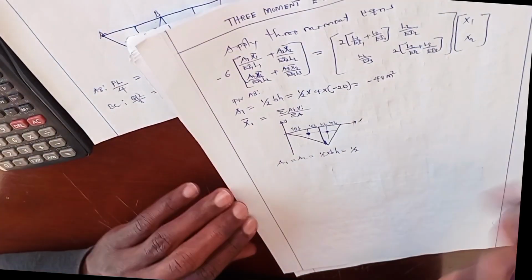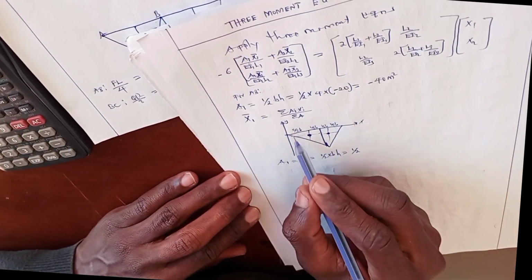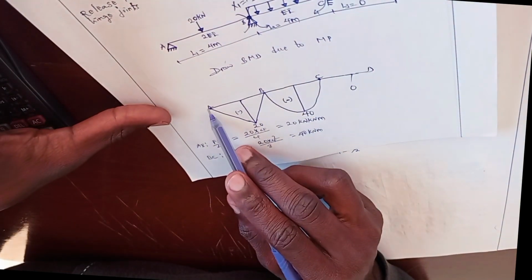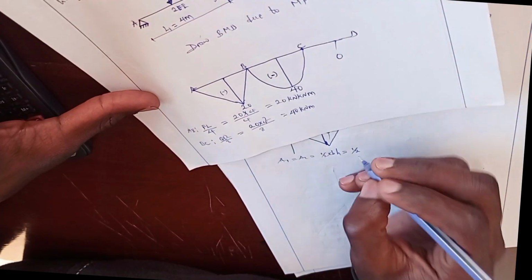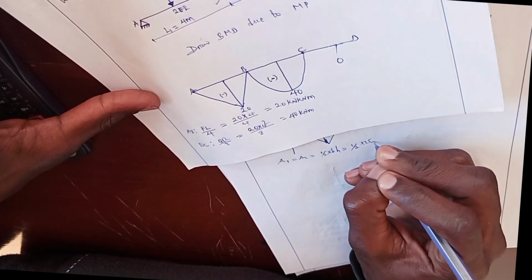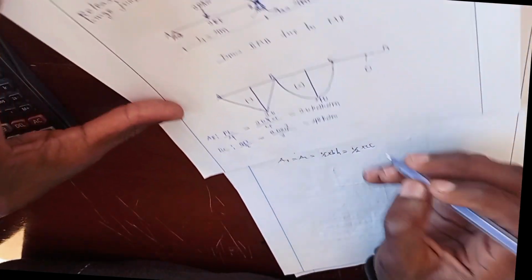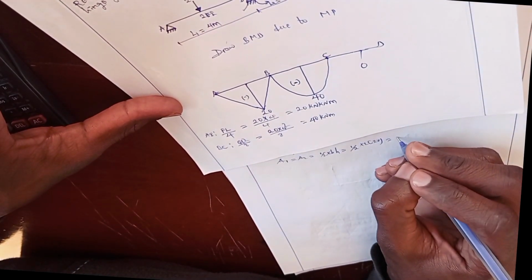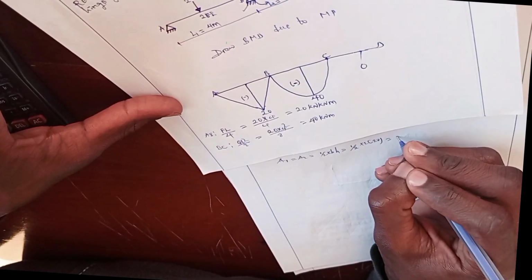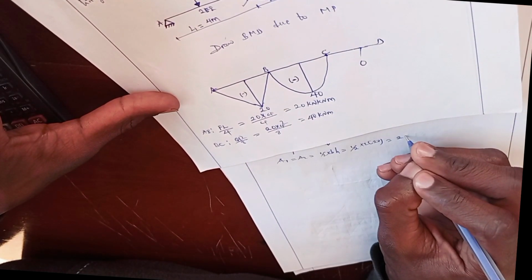Now the area will be one half times base times height. The base, from point A to B, is 4 meters. Now from this point to this point is 2, so base 2 times h. H is this one, 20. So the area will be equal to 20.